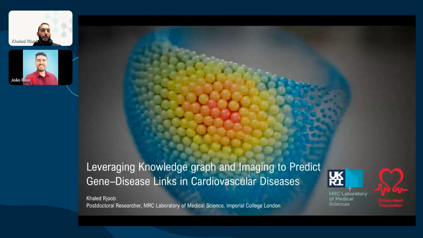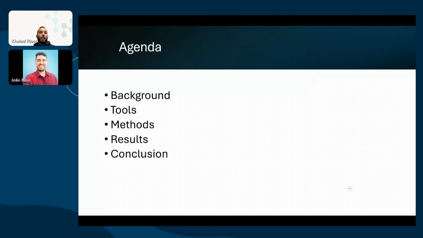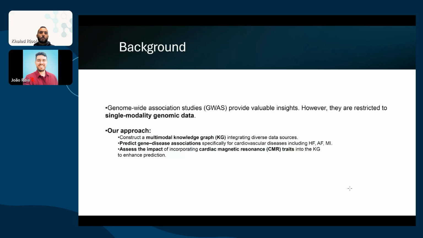So, hi everyone, I'm Khaled. I'm a postdoctoral researcher in data science at MRC Laboratory of Medical Science at Imperial College London. And today I will present my work on using knowledge graph and imaging data to predict novel gene disease association in cardiovascular diseases. So I work in the computational cardiac imaging group led by Professor Declan O'Regan at Imperial College London. And in my talk, I will go through this agenda.